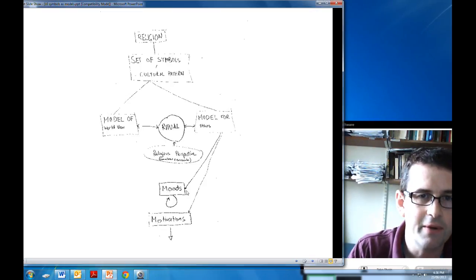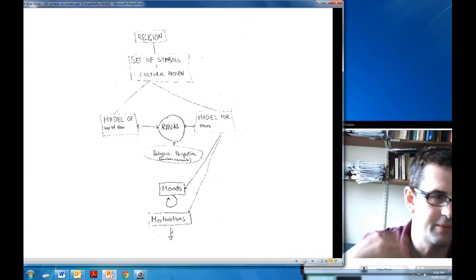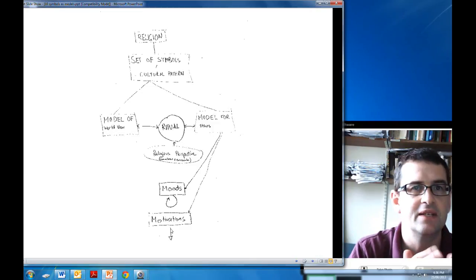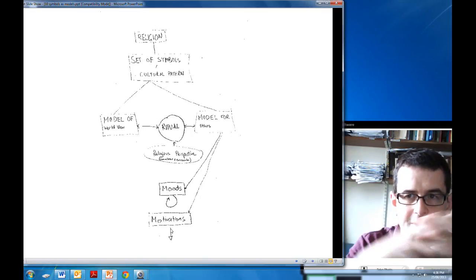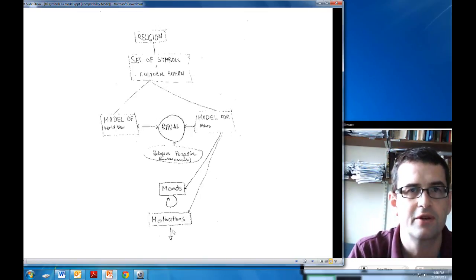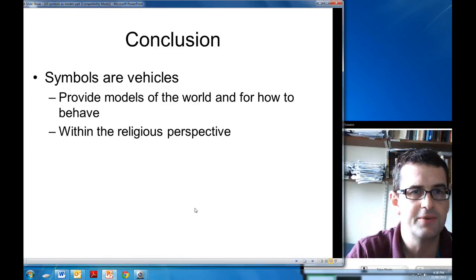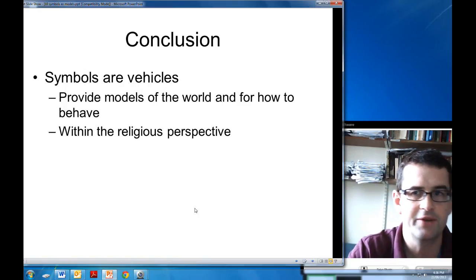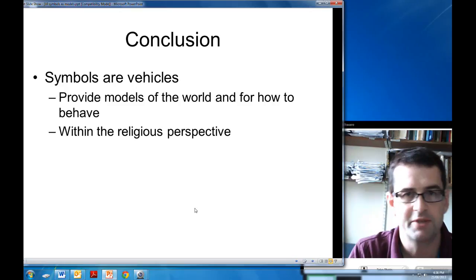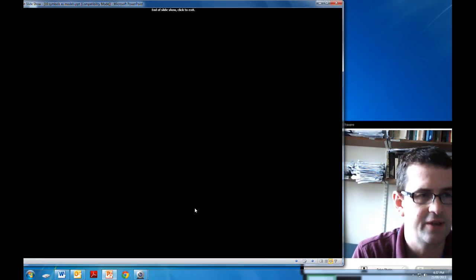They don't really go anywhere, though, so Geertz is more interested in motivation, what it makes you do, makes you get married, makes you give the bride and groom presents and this kind of stuff. So that's his vision of religion, but it's very important because it gives us a vision of the importance of symbols. So in conclusion, symbols are vehicles which provide models of the world and models for how to behave within the religious perspective. And I hope that explains to you Geertz's idea of symbols.